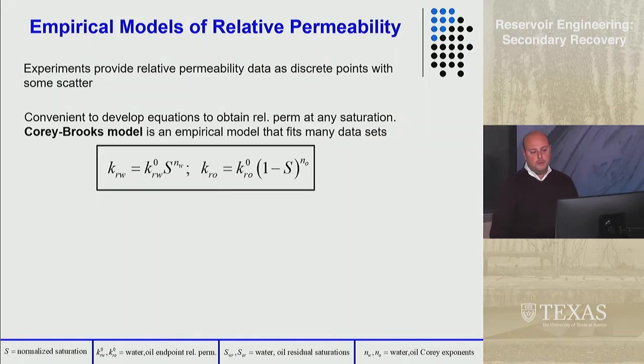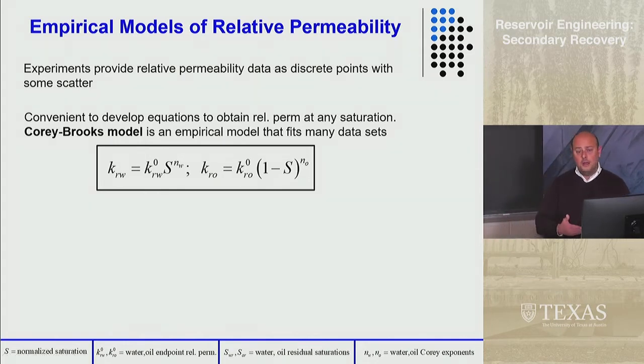It says that the relative permeability of water is equal to the endpoint relative permeability of water times some normalized saturation S to some exponent NW. Now NW is always greater than 1. It's usually less than 3. 2 is a typical number. KRO is the endpoint relative permeability of oil times 1 minus the normalized saturation to some exponent NO. And again, NO is usually different from NW, but it's between 1 and 3.